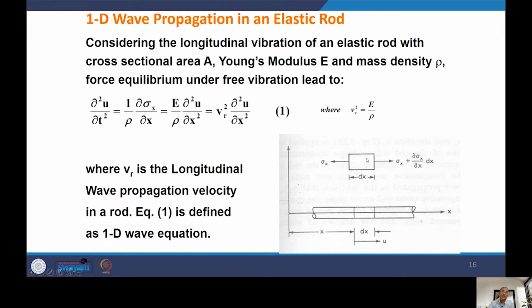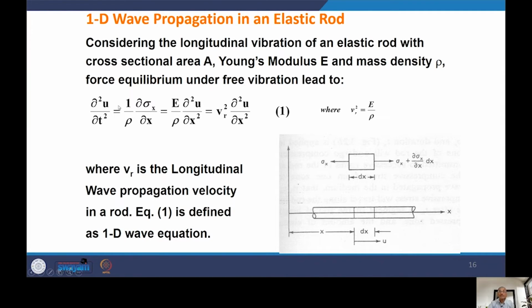This additional stress will create a force, and this force can be equated using Newton's second law, that is force is mass multiplied by acceleration. Del square u by del t square will give you acceleration, and if you multiply by rho, it will give the force per unit volume, which can be equated to del sigma over del x. And sigma x is nothing but E multiplied by strain, where strain is del u by del x. So if you substitute E times strain, then we end up with this result.